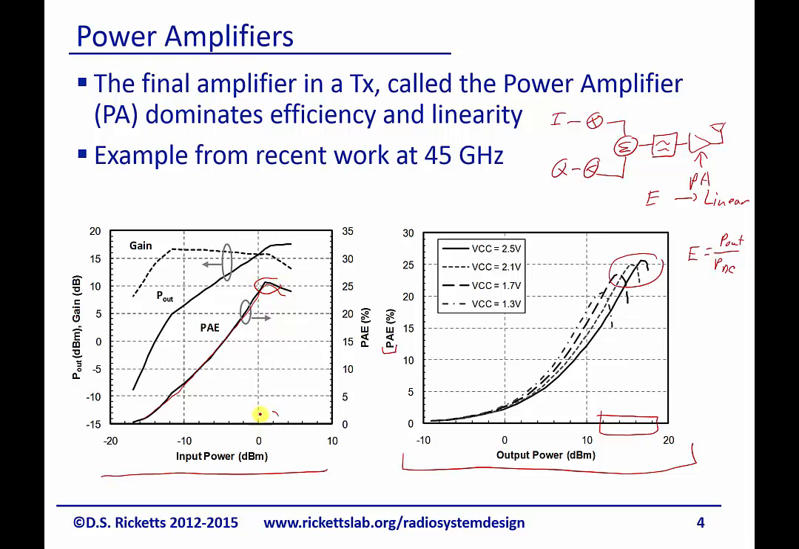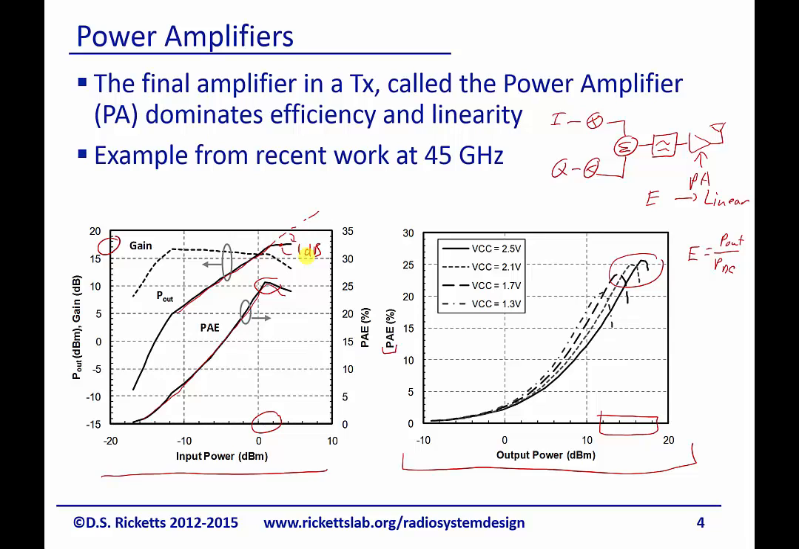Over here on the left is a plot of the same PAE curve with the peak right here at this output power. And this curve right here is P out. What we notice is there's a nice region where it's fairly linear, and then as we talked about before, it eventually saturates and we'll have our 1 dB point here.